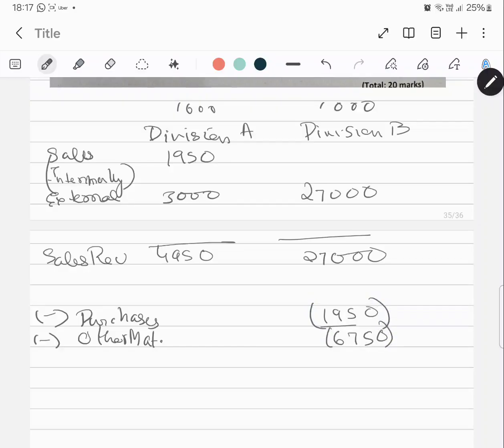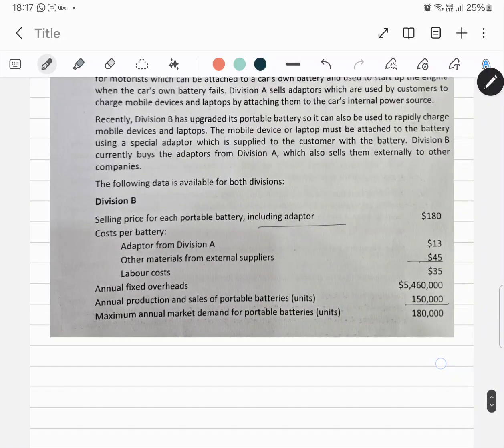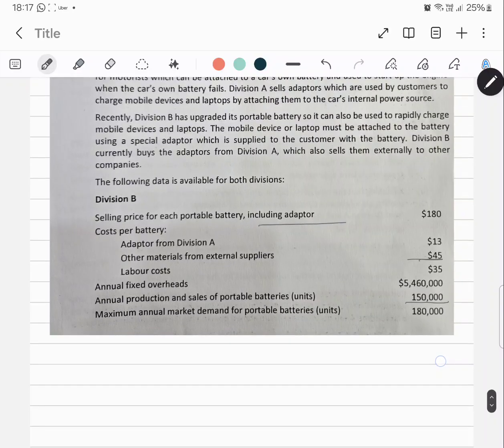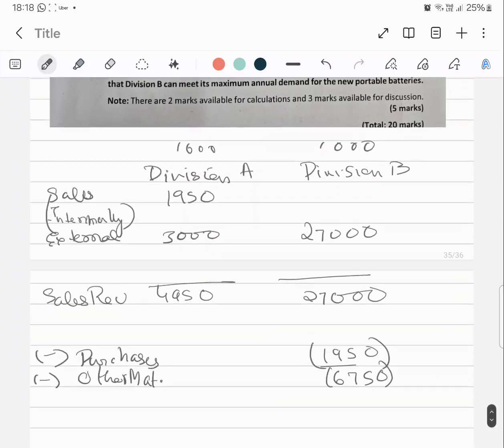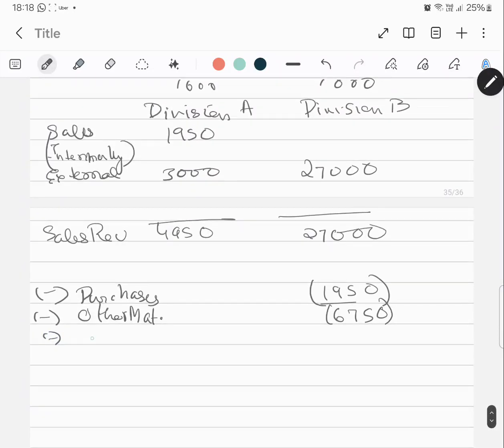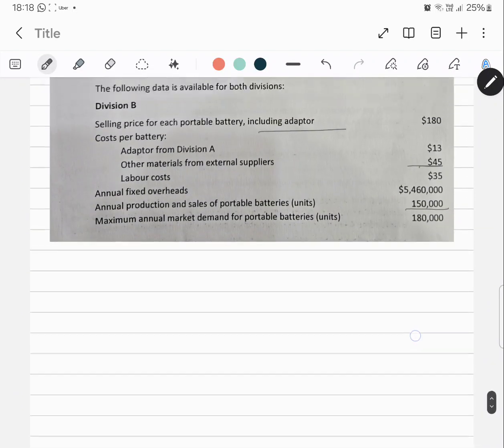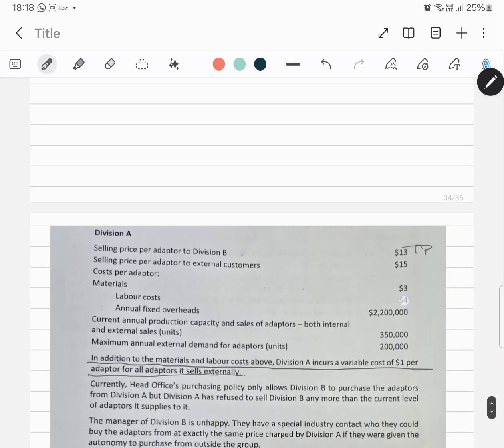And the labor cost is 35. So the labor cost is 1,50,000 into 35, which is 5250. So this is done for this. Is there any other material? Okay, material cost.